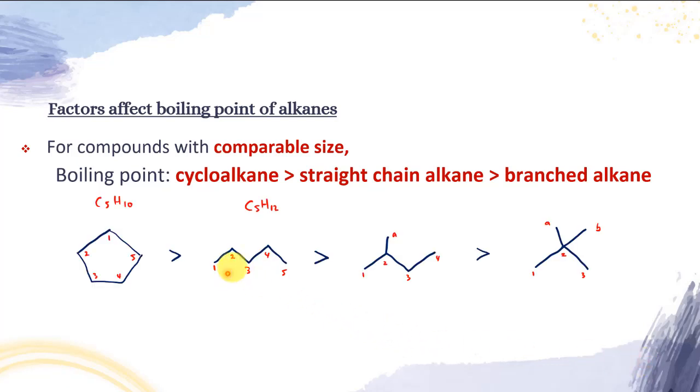For example, take cyclopentane, C5H10, and this alkane, C5H12. Both are of comparable size, differing by only 2 hydrogens, so they are kind of similar. Cyclopentane has the highest boiling point amongst all, then the straight chain alkane, and then it decreases to the alkane with one branching. The alkane with more branching has the lowest boiling point. This is the idea for comparable size and how you compare between 3 types of alkane: cycloalkane, straight chain alkane, and branched alkane.